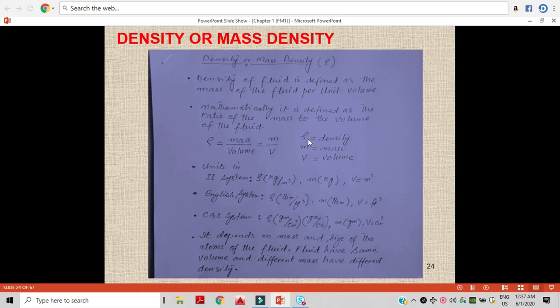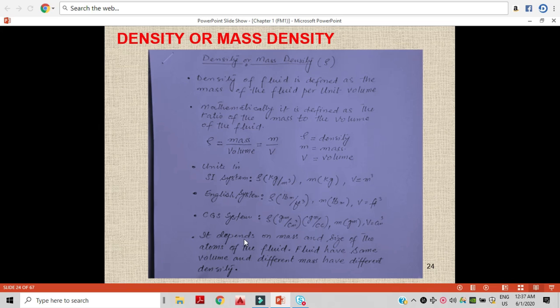Density is indicated with rho, mass is indicated with m, and volume is indicated with v. In the SI system the unit is kilogram per meter cube. In the English system the unit is pound mass per feet cube. In the CGS system it is gram per centimeter cube, also known as gram per cc, cubic centimeter.